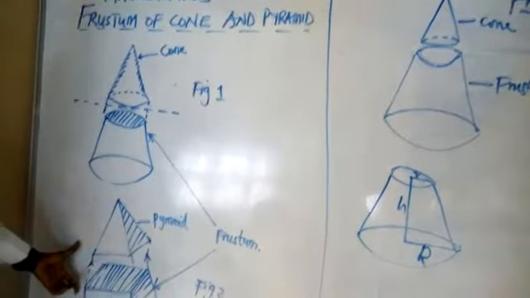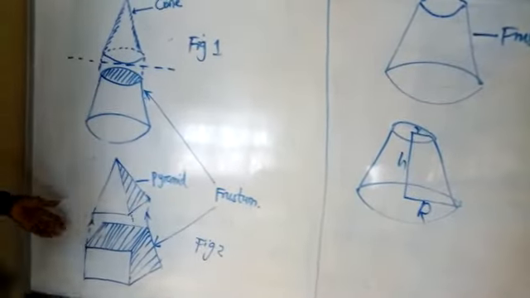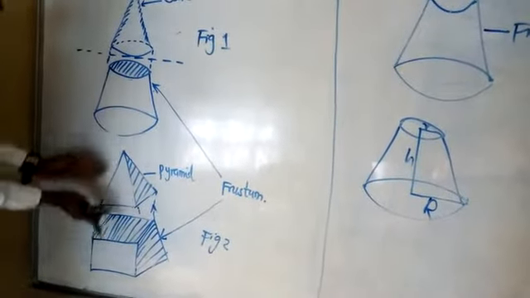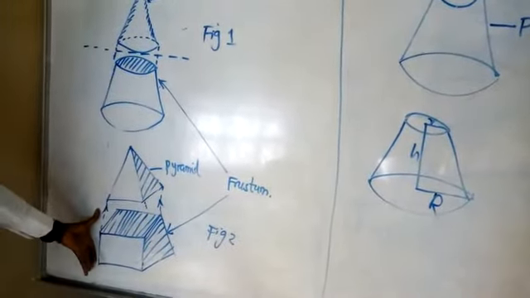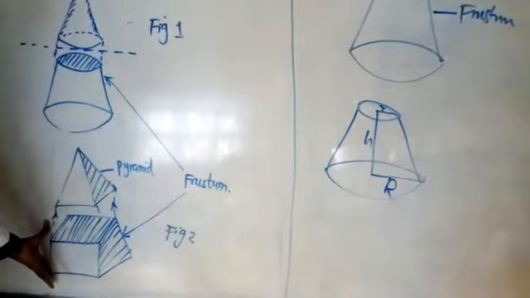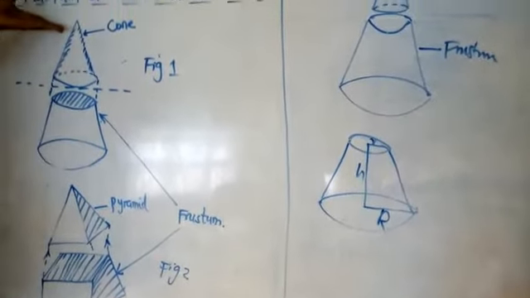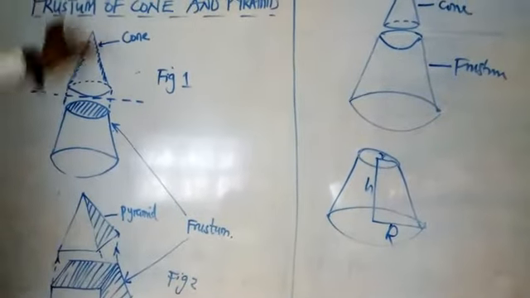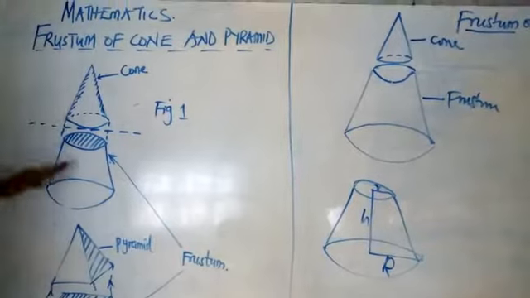This is a pyramid. I've asked you to study pyramid. Now, by the time you cut it through also, a small pyramid is formed at the top, while the frustum is formed at the bottom. So this is the frustum of the pyramid, while this is the frustum of a cone. Are you getting it now? So by the time you cut a cone into two from the top, you have a smaller cone and a frustum.